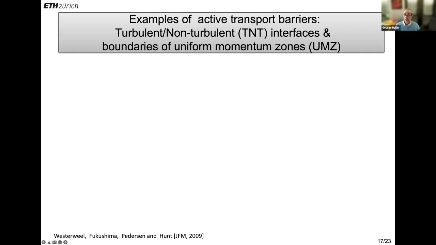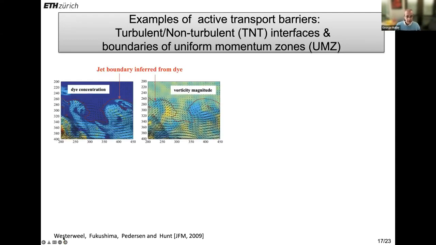The other one is thought of as a barrier to momentum transport at this level of heuristics. This is, I think, a very nice paper on the TNTs, and I think may have been the one that even emphasized or introduced it first, by Westerweel, Fukushima, Peterson and Hunt from 2009. They were doing experiments on a jet.